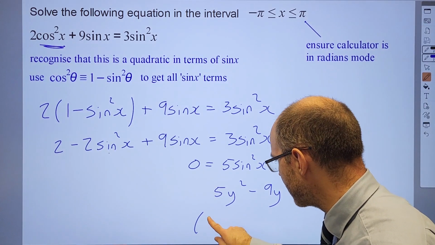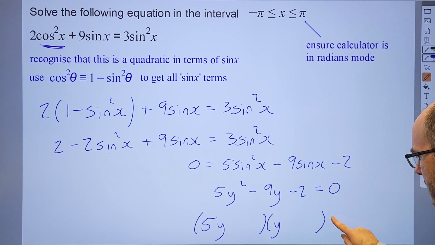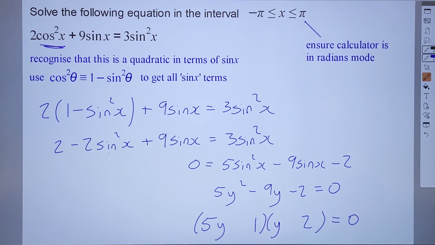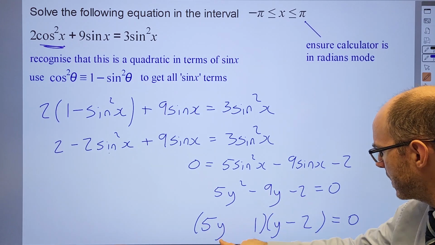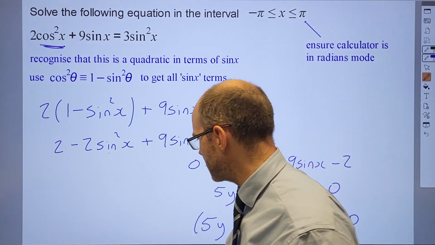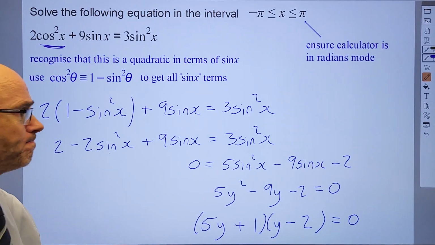Then we can see if it factorises. I'm hoping it will. Most of them do. As I said earlier, it's a bit annoying if they don't. So I'm going to put the 2 there and the 1 there to get 10 and 1 to make 9. So I need negative 9, so I'd make that negative 10y plus y. Hey, it factorises, which means it's a bit easier. So I've got (5y plus 1)(y minus 2) equals 0.